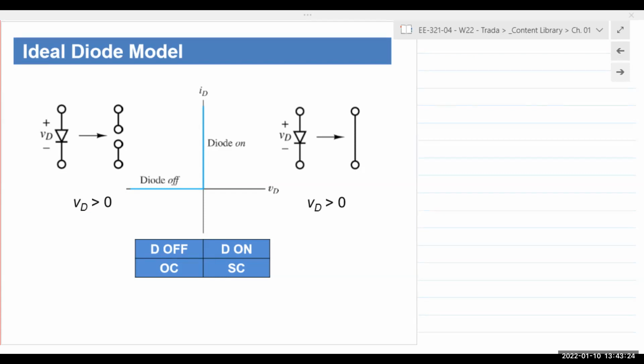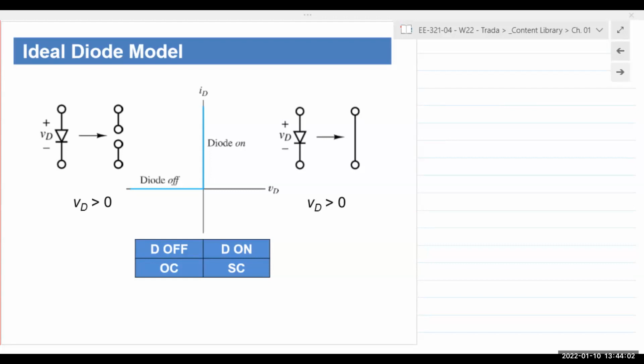The ideal diode model, as the name suggests, uses the ideal approximation, meaning the diode does not require any voltage to turn on, meaning VD is basically 0 when it's on, or just slightly higher than 0. The diode gets replaced with a short circuit when VD is greater than 0. So when the diode is forward bias, it behaves like a short circuit. When the diode is reverse bias, it behaves like an open circuit.